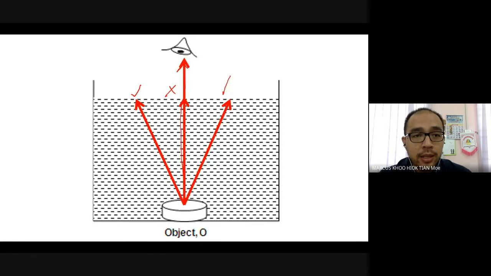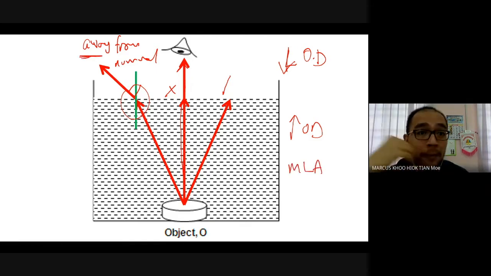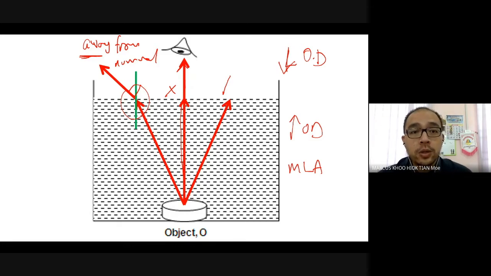Since this one has an angle to it, we know that it is going to be refracted away from normal. Why? Because it is going from more optically dense to less optically dense. More optically dense to less optically dense will be away from normal. MLA: more, less, away. So remember that. On the right hand side it is also the same. It will be away from normal.